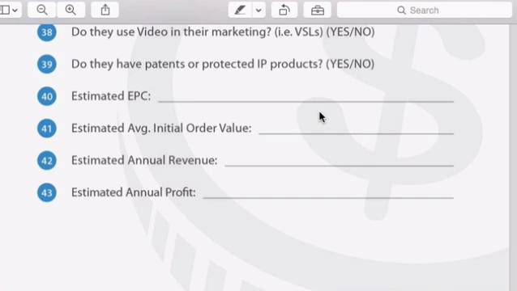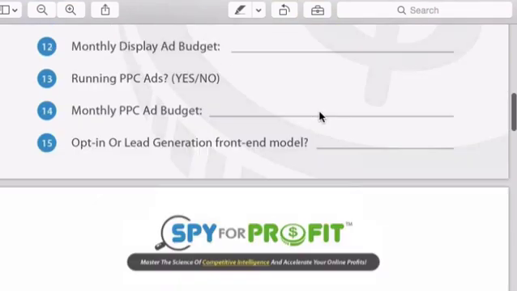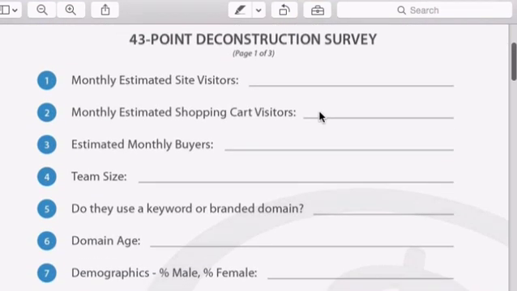But in this 43-point survey, we're not going to be able to know all these answers. A lot of times we can't figure some of this stuff out. Depending on the tools they use or the tools that we use to try to find stuff, it may be hidden or we just can't find it publicly. That's okay. But what we do want to do is at least answer as many of these as we can to get a general snapshot of what this competitor is all about and what the elements of their business are all about.